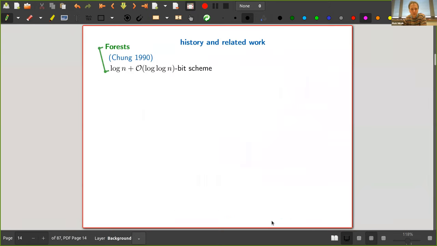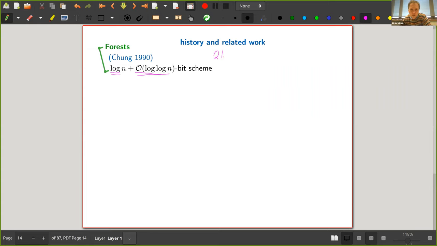And now we go to some history and related work. What will be related for us are results for bounded treewidth graphs. So we start with trees and forests. And there is, in 1990, a labeling scheme that is using log n plus a lower order term number of bits. So for trees, trees are 1-degenerate, right?